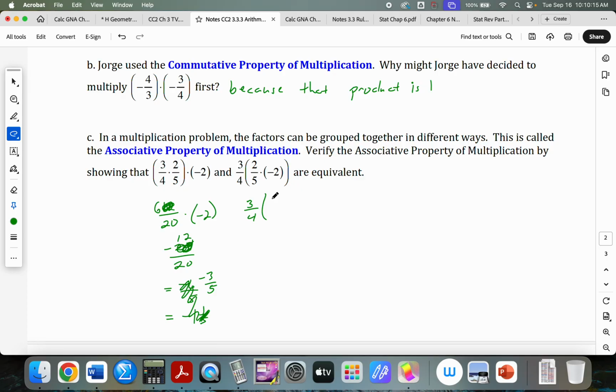All right, back to this. 2/5 times negative 2 is negative 4/5. Oh, no, no, no. Remember, this is 2 over what? Over 1. So that's negative 12/20, which is also negative 3/5.